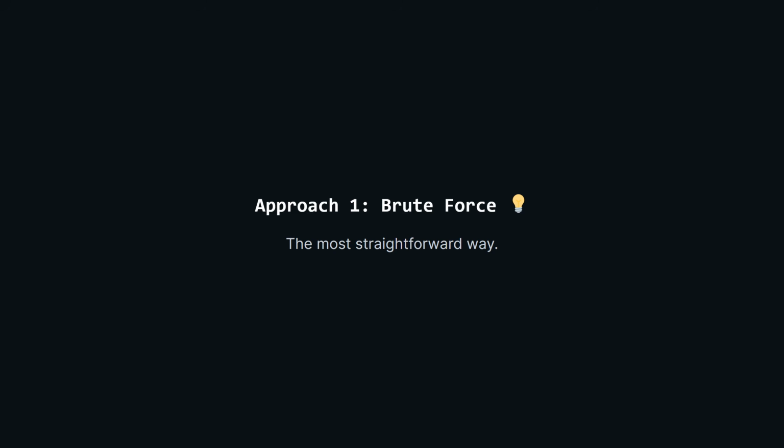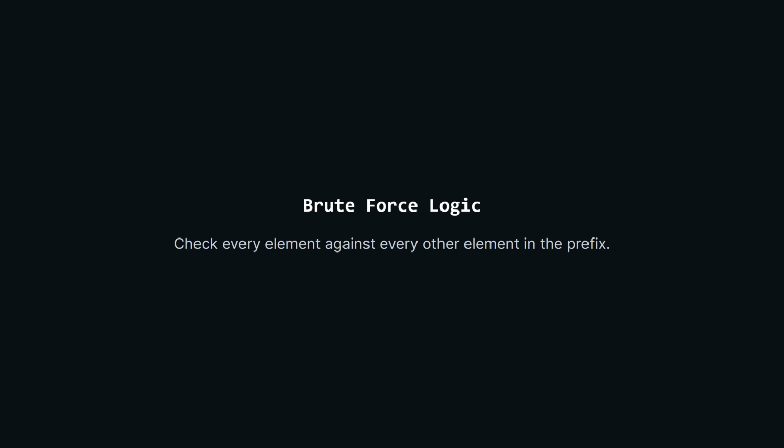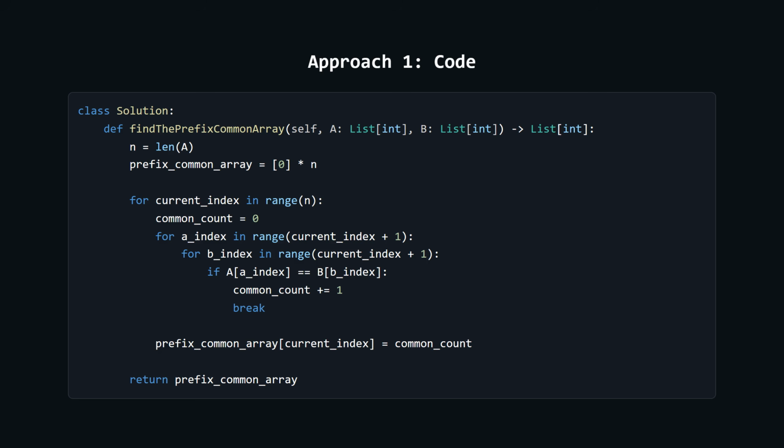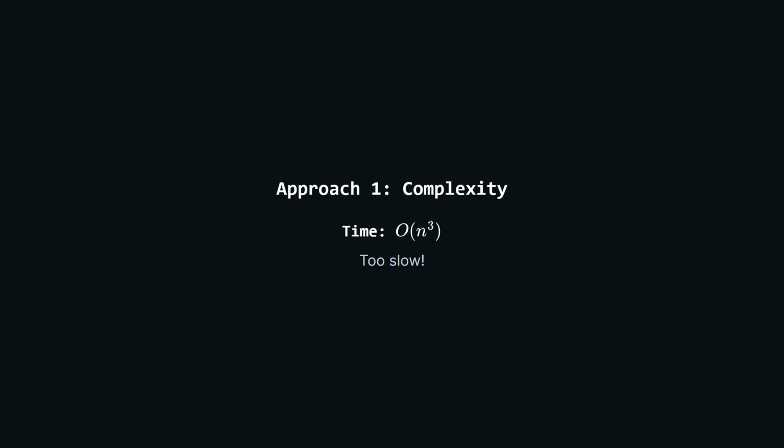So the very first idea that usually comes to mind is the brute force approach. With brute force, for every single step forward, we just manually loop back and compare every item in the first slice against every item in the second slice. Here is what that looks like in code, using 3 nested loops. Because we have loops inside of loops inside of loops, the time complexity is order n cubed, which is definitely doing too much extra work.